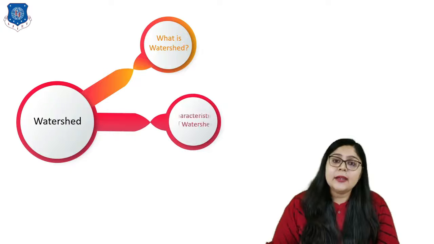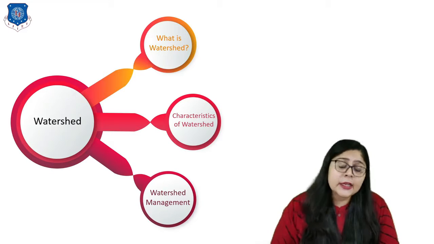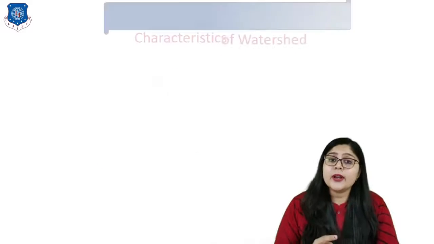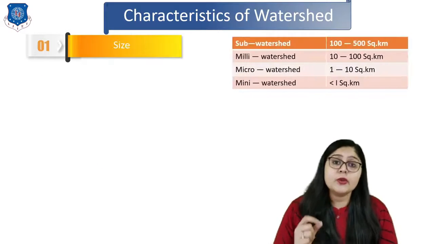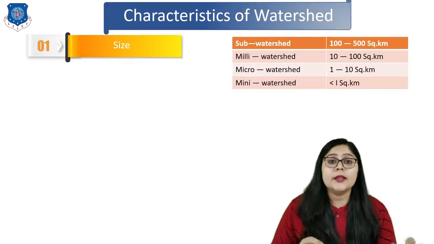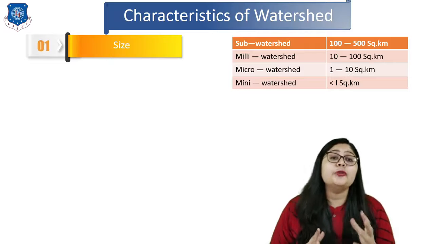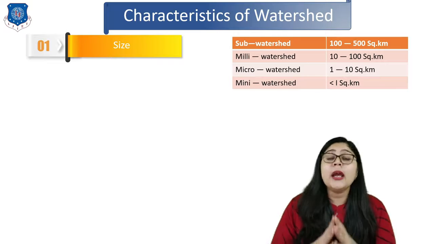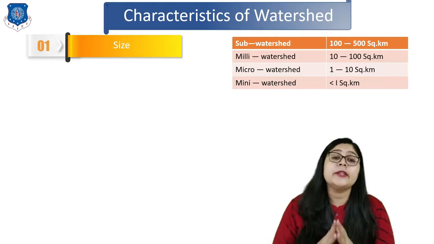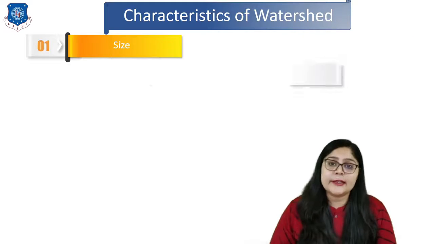Now let us understand the characteristics of watershed and watershed management in detail. Let us discuss first the characteristics of watershed. The first characteristic is size. Here on screen you can see the sub-watershed, having an area of 100 to 500 square kilometer. Micro watersheds have an area of 1 to 10 square kilometer, and mini watersheds have an area of less than 1 square kilometer. So this is all about size.